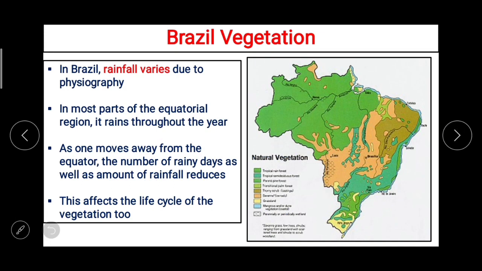Next thing, Brazil vegetation. It means that we are going to talk about the plants. In Brazil, rainfall varies due to physiography, and in most parts of the equatorial region it rains throughout the year. पूरे साल वहाँ पर बारिश होती है. As one moves away from the equator, the number of rainy days as well as amount of rainfall reduces, and this affects the life cycle of the vegetation too. And this is the natural thing.